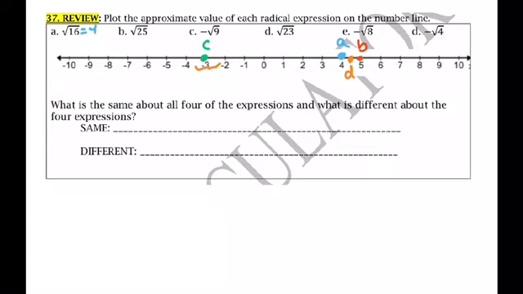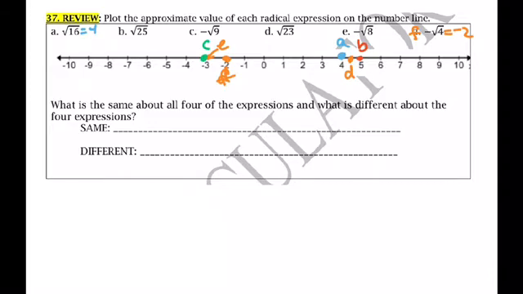So it's actually going to be closer to the 3, right about there. So we'll just put E right there. And then negative square root 4, of course, is -2. So we're going to put that D right. Oh, there's another D. That should be something else. F. Okay, what is the same about all 4 of the expressions, and what is different about the 4 expressions?